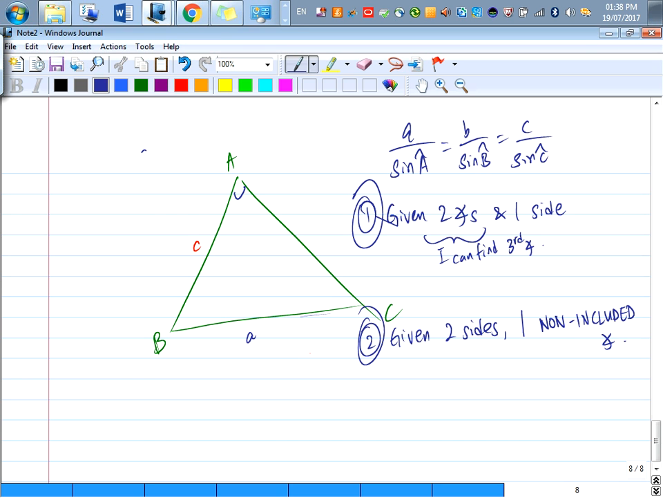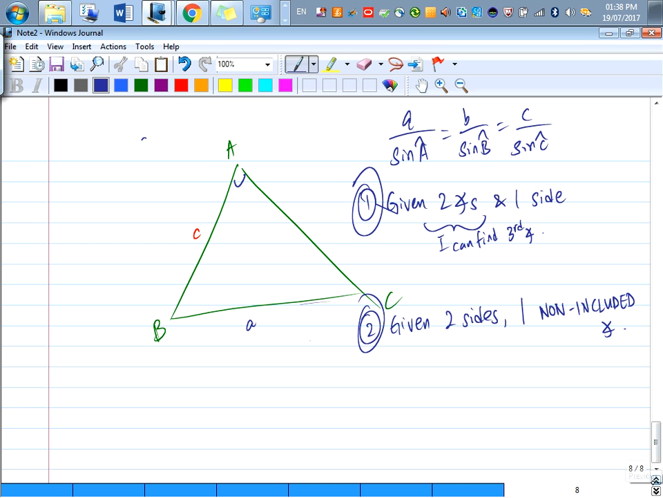Okay? Then non-included will be either angle A or angle C, because included is angle B. In this case, I give you a, I give you c, included will be in between them. So non-included will be the other two. Okay? And the last one, two more minutes.